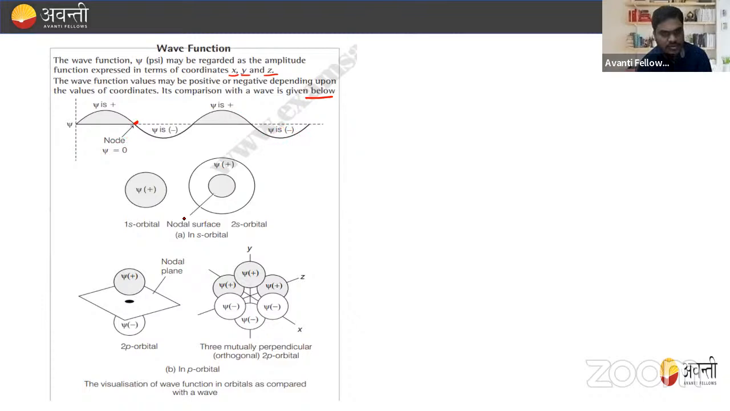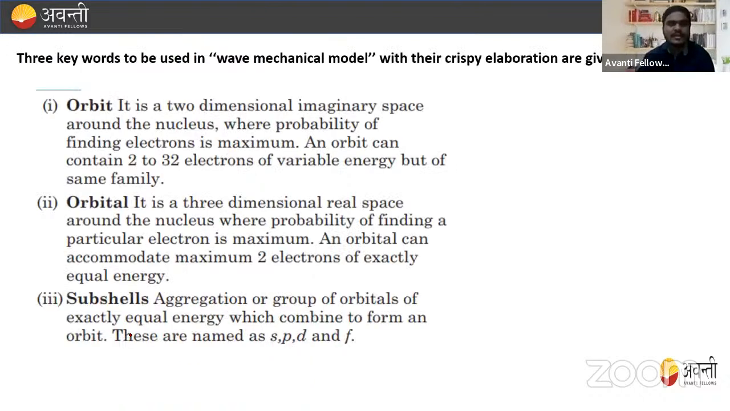For a 1s orbital, there is no nodal surface. For a 2s orbital, there is a nodal surface. In a p orbital, there is a nodal plane, and these are mutually perpendicular, orthogonal planes. So the point where the probability of finding the electron is 0 is known as a node, and the plane where the probability of finding the electron is 0 is known as a nodal plane, right?